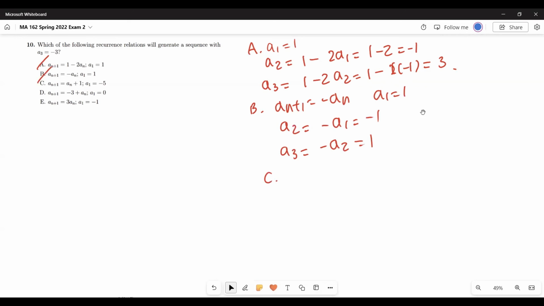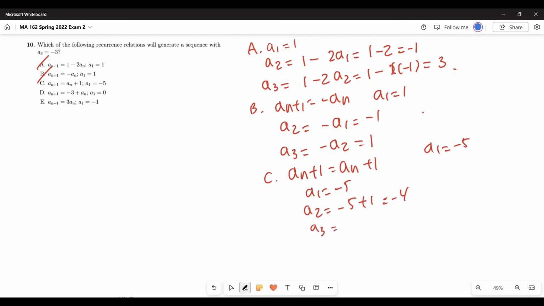Let's try C. a_(n+1) is a_n plus 1. a1 is -5, then a2 is -5 plus 1, -4. a3 is equal to -4 plus 1, so this is -3. So that is the right answer, but we're going to do all the options just in case anybody is confused or anything like that.